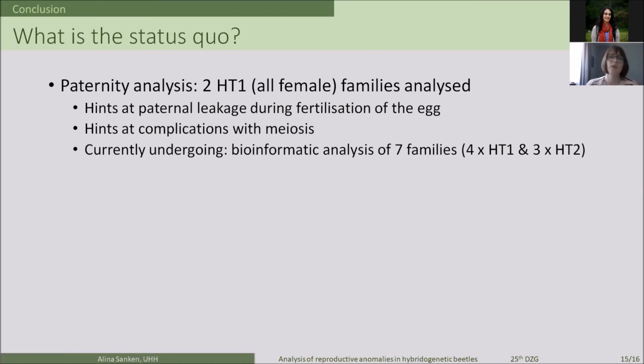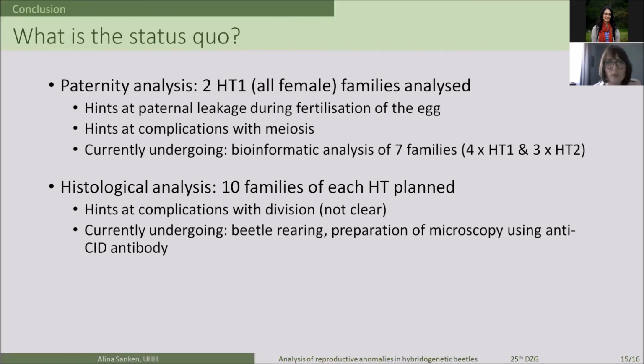Perfect, thank you. Which I will address in the next step of my PhD thesis. And ongoing, I have the analysis of 7 more families of both haplotypes still open. For the histological analysis, I'm aiming at 10 families for each haplotype, haplotype 1 and haplotype 2. But right now, as the pictures weren't clear enough or detailed enough, this is still quite open, and currently the beetles are hibernating, so this has to wait until next year.